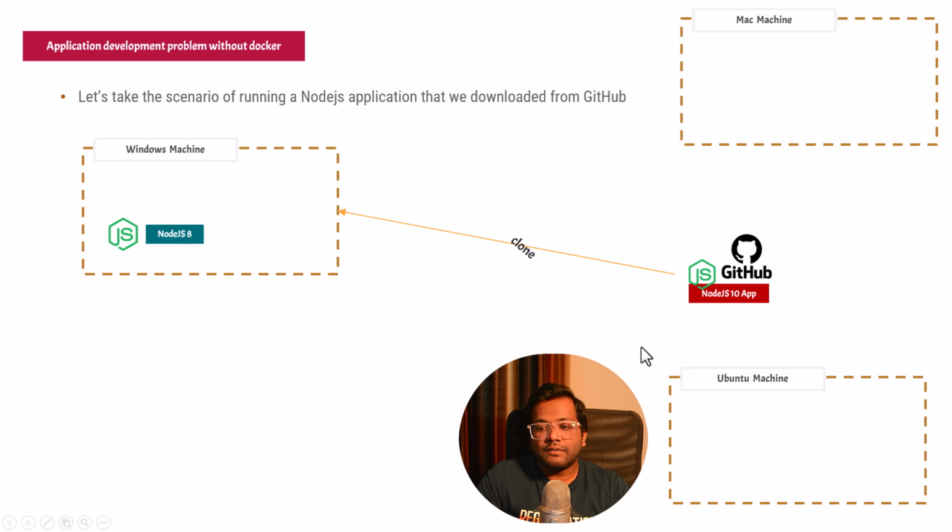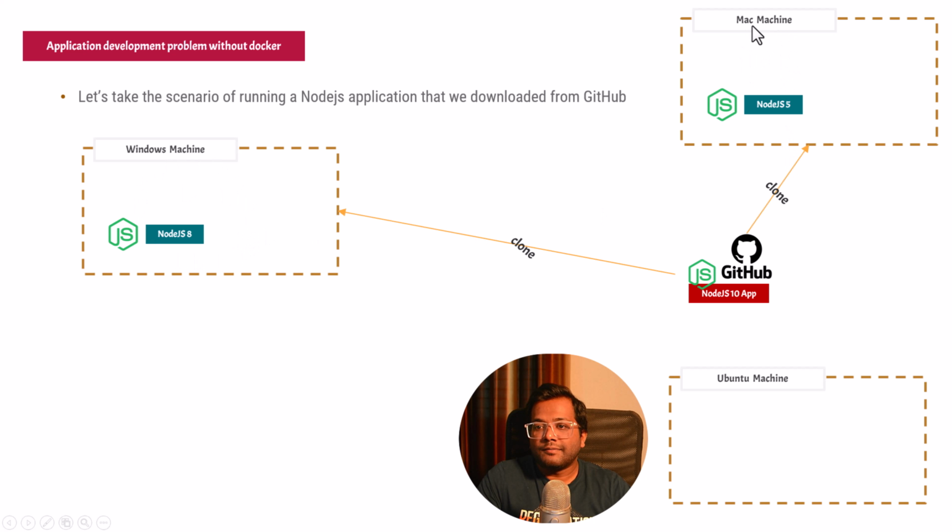Since there is a version difference and this is a lower version, some of the features which were used or developed in Node.js 10 are not available in Node.js 8, so your machine can face problems. Either you need to upgrade your Node.js version or you need to downgrade the dependencies. So there is a mismatch, and the application is not going to run correctly on your local machine.